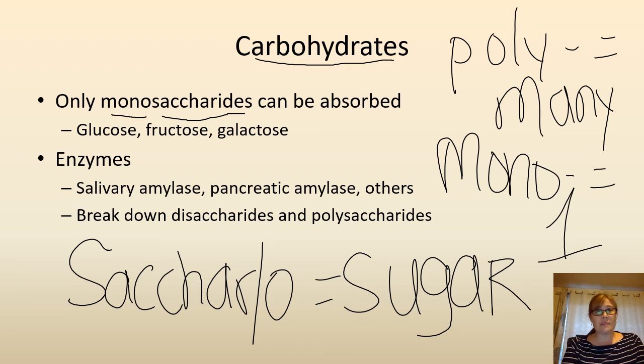And so the enzymes that we use to break those down are amylases. Some come from the salivary glands, some come from the pancreas, but they're amylases. There's a few others too, but amylase in general is the one you should know for breaking down carbohydrates. Disaccharides are two sugars, polysaccharides are multiple sugars. No matter what kind of combination of sugar you are, you still need to be a monosaccharide in order to be absorbed. And so that's where these amylases are going to come in and make it so that we can absorb those.